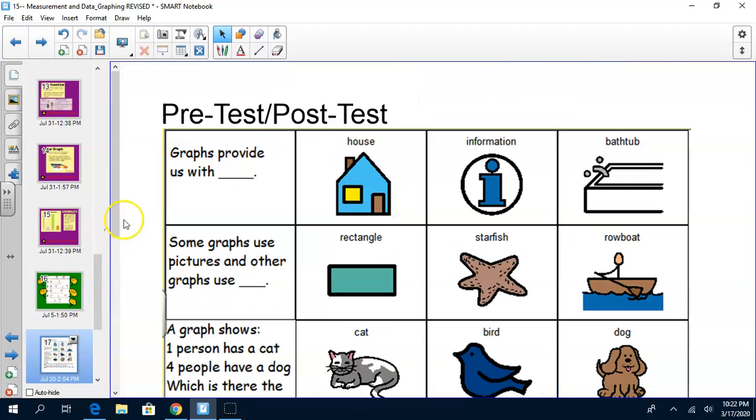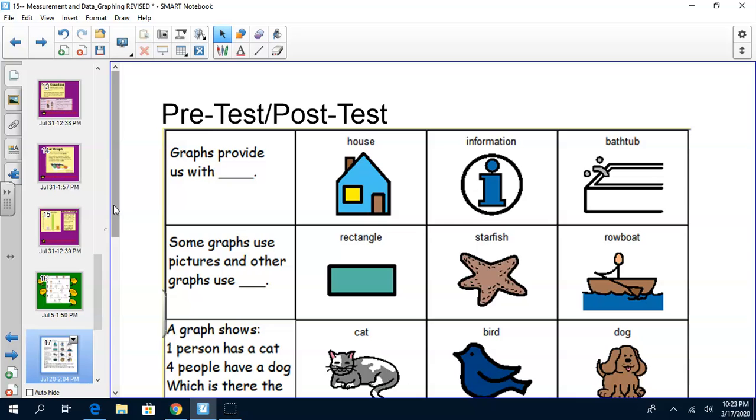So let's look at this first question here. Graphs provide us with, and there's 3 choices, a house, information, or bathtub. Think about that for a minute, and then do your absolute best to provide an answer.